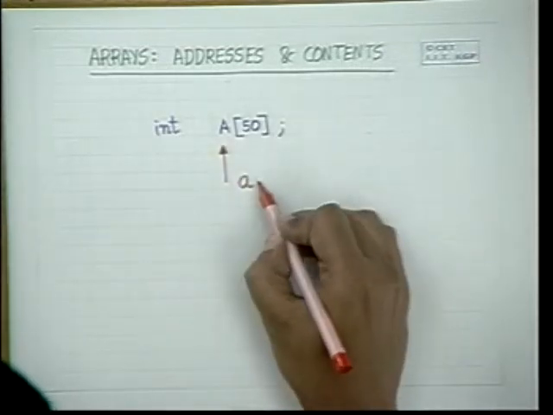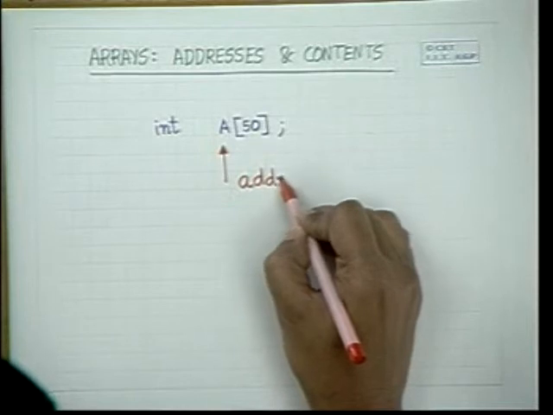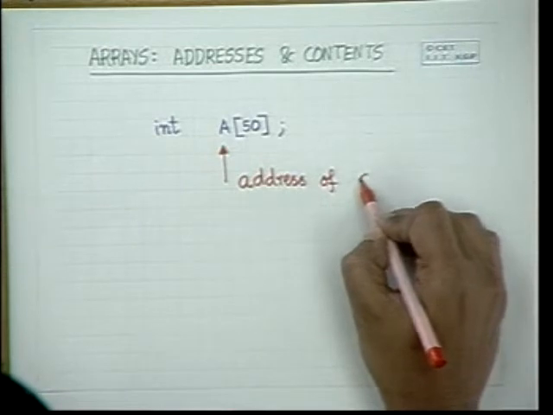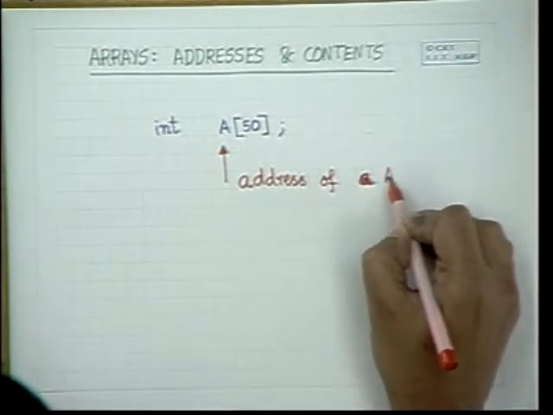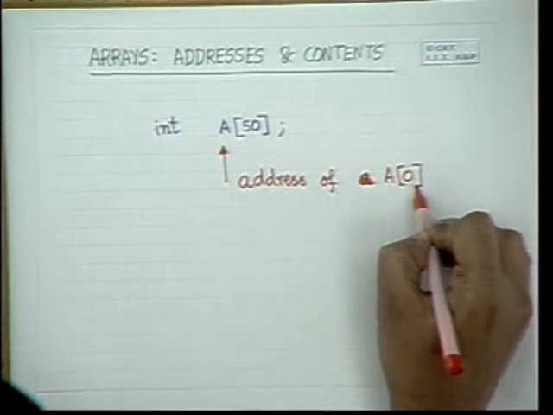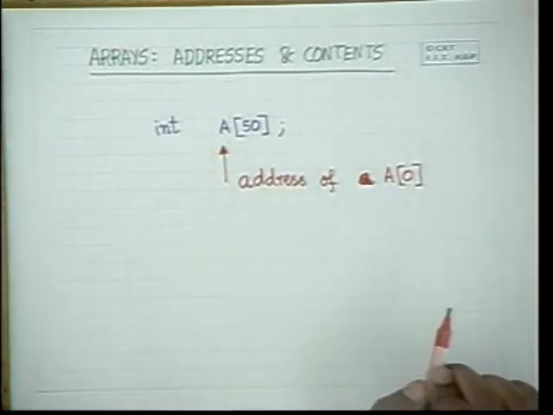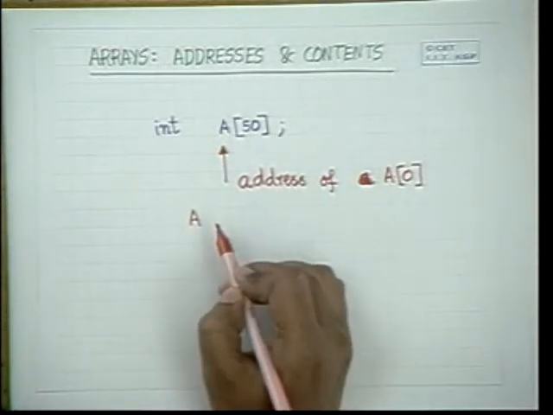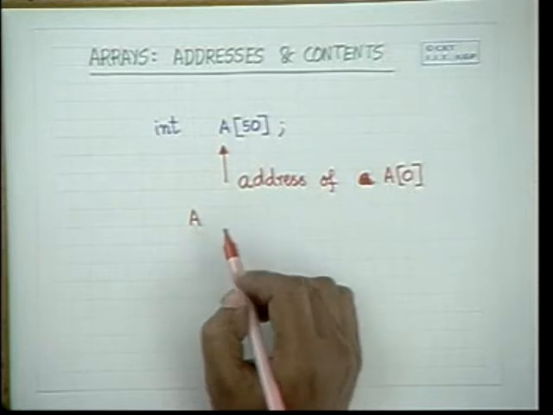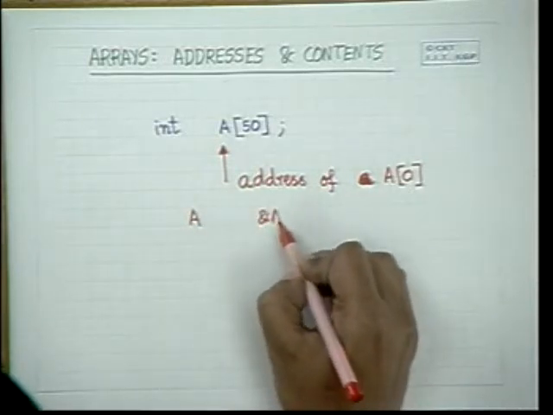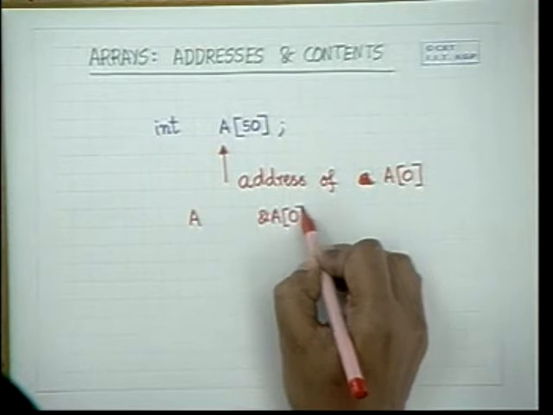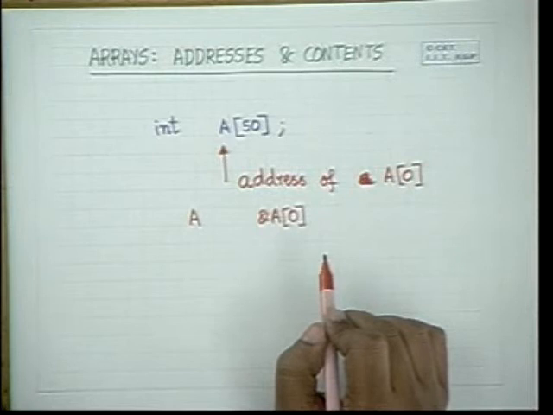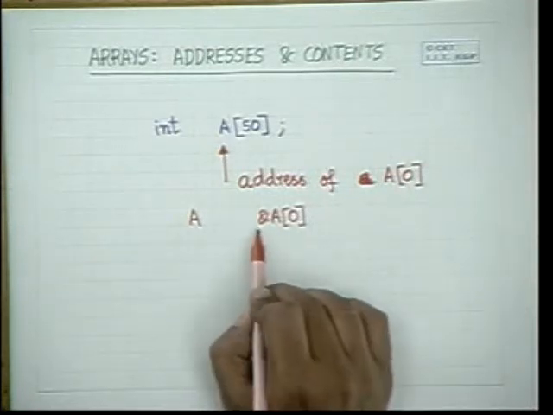This is the address of A[0]. So A, the value of A, is an address, and it is equivalent to this address. This is the first point.